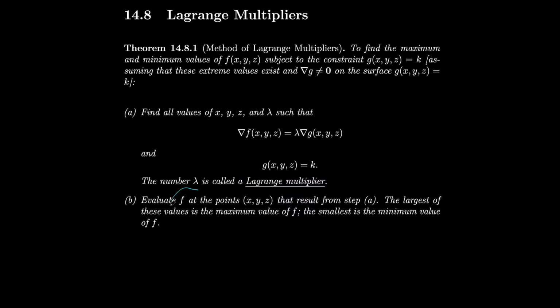Then you evaluate f at those points that you got from step A, and the largest is the maximum value and the smallest is the minimum value.